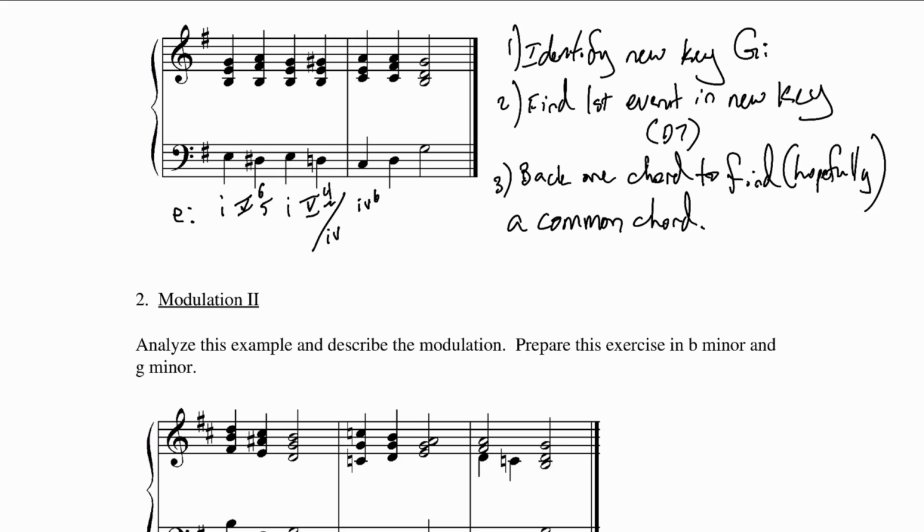What is that chord? That chord is an A minor over C. Is A minor in the key of G? Yes, it's a 2 chord. Is A minor in the key of E minor? Yes, it's a 4 chord. So that then is our pivot chord or common chord.